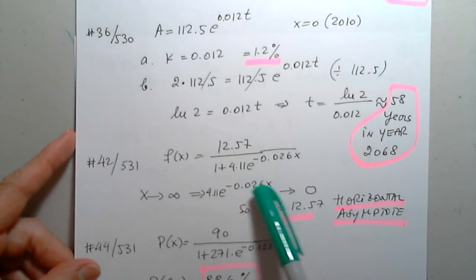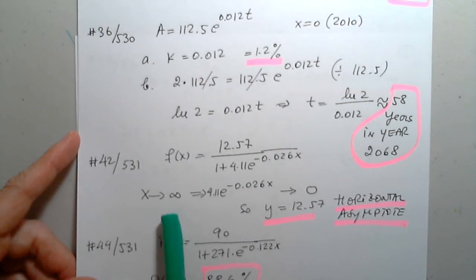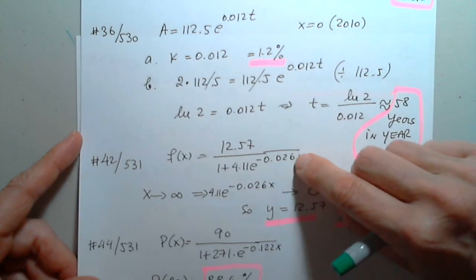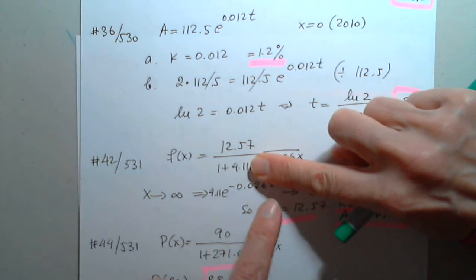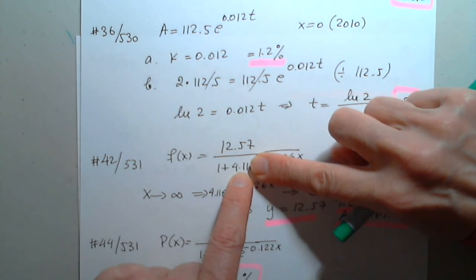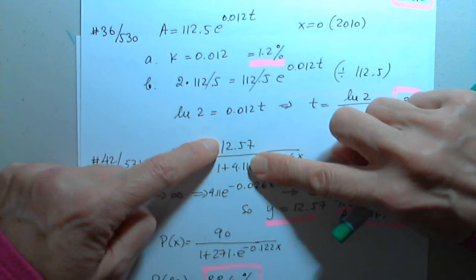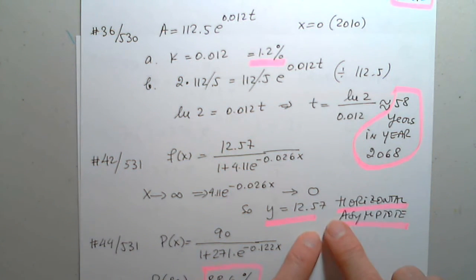This was a logistic growth model. We're asked what happens when x is infinity. Okay, if x is infinity, this will be negative infinity. E to negative infinity will be 0. 0 times 4 is 0. And 12.57 over 1 is just 12.57.